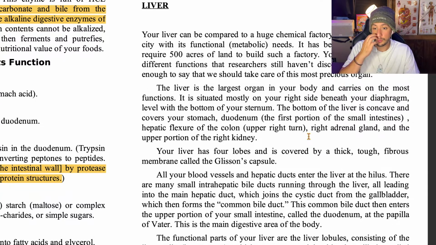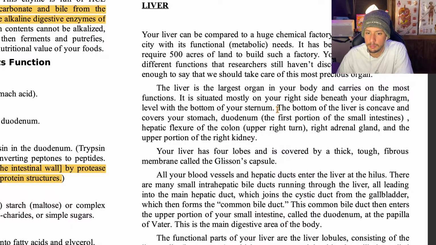The liver is the largest organ in your body. It carries on the most functions. It is situated mostly on your right side, beneath your diaphragm, level with the bottom of your sternum. The bottom of the liver is concave and covers your stomach, duodenum, hepatic flexure of the colon, right adrenal gland, and the upper portion of the right kidney.